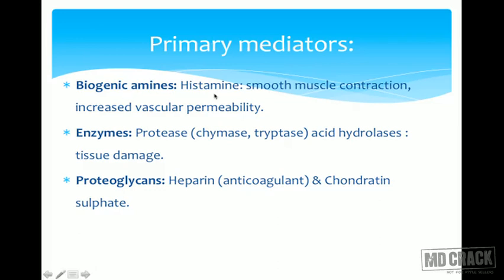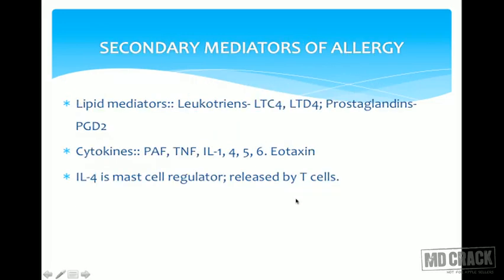Primary mediators mainly consist of histamine. Remember the role of histamine, which is commonly asked in MCQs, that it is a potent vasodilator. It also causes smooth muscle contraction. It increases the vascular permeability. Variety of enzymes, proteases like chymase and tryptase, are the ones which will cause massive tissue damage in the late phase. Even proteoglycans will be secreted.